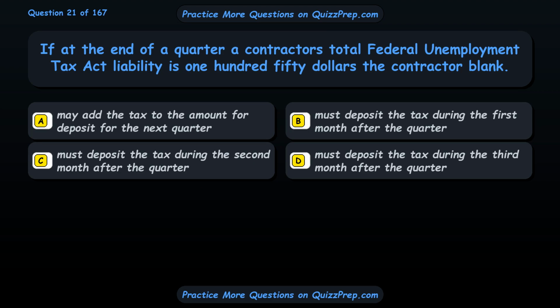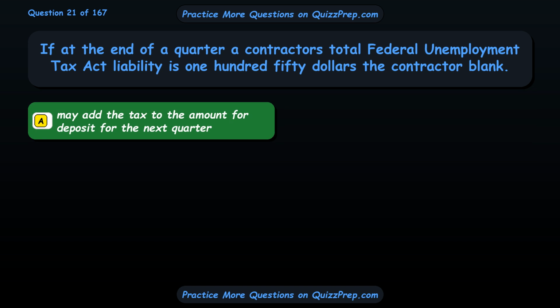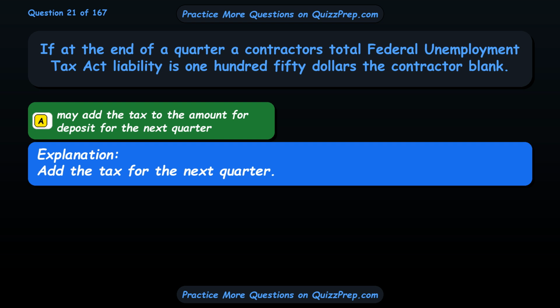Question 21. If at the end of a quarter a contractor's total Federal Unemployment Tax Act liability is $150, the contractor blank. Option A, may add the tax to the amount for deposit for the next quarter. Option B, must deposit the tax during the first month after the quarter. Option C, must deposit the tax during the second month after the quarter. Option D, must deposit the tax during the third month after the quarter. The correct answer is option A, may add the tax to the amount for deposit for the next quarter.